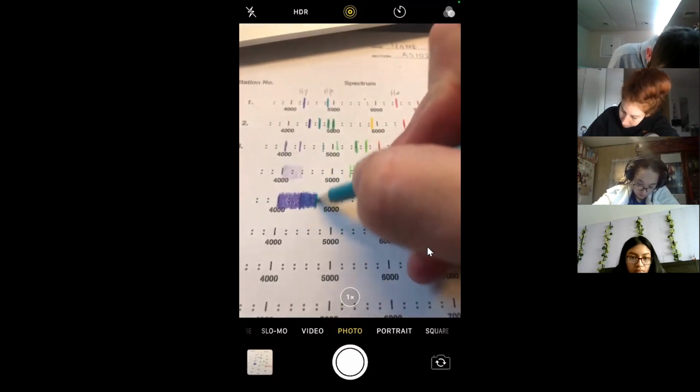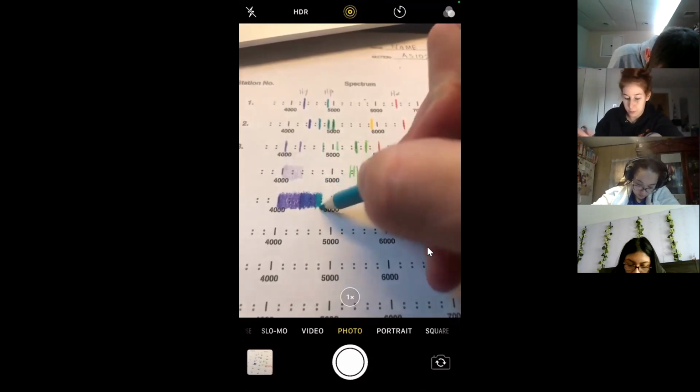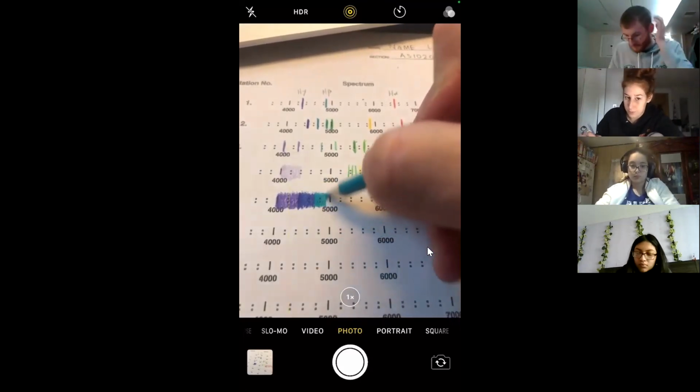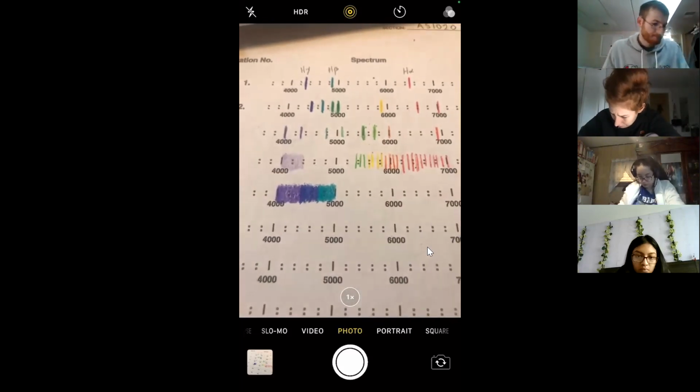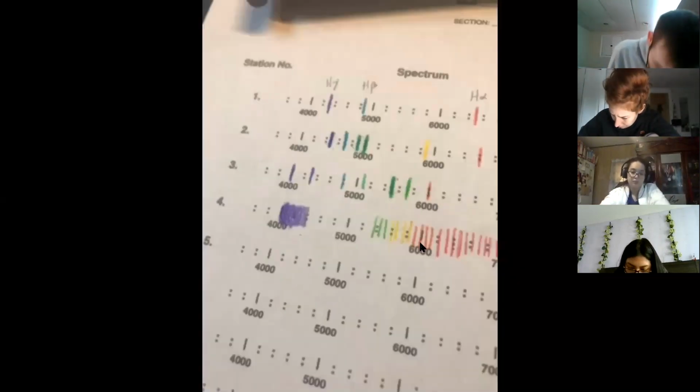In Newton's day, blue just meant cyan. It didn't mean anything else. And it stays cyan right up until about 500. You'll notice at 500, it's going to start to turn to green.